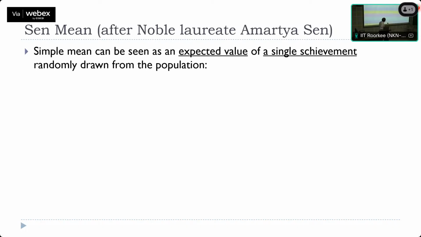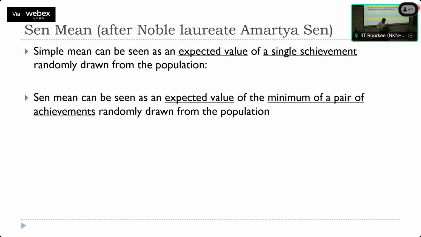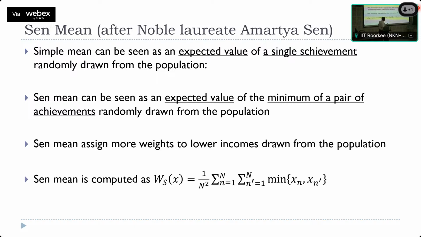Okay, what is Sen mean? If you look at our average mean, it is the expected value, right? It's the expectation of X literally. What Sen mean does is take the expected value of a single achievement, whatever, it's a late night typo, randomly drawn from a population. So what you do, you are picking a pair of incomes. You are drawing two incomes at the same time and you are retaining the minimum. This is how it should be seen.